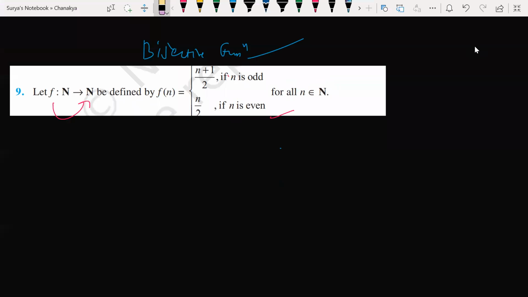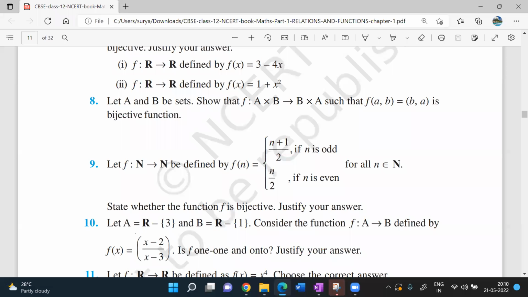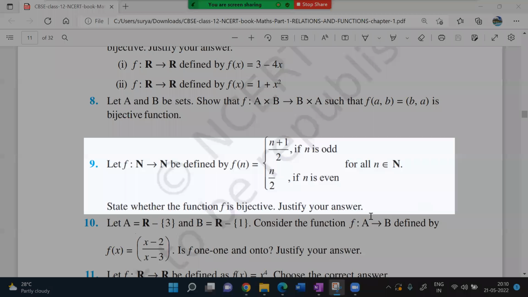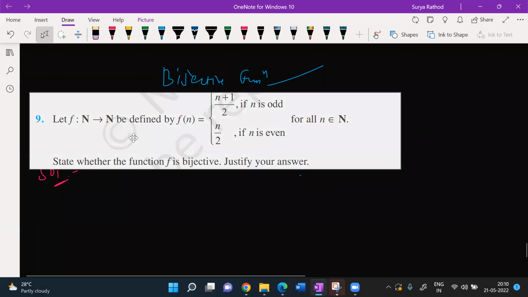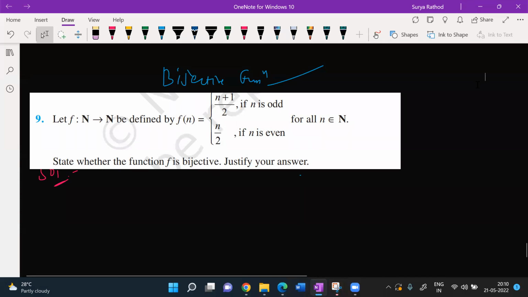Wow. Okay. Think how can we do this question? I just gave a function, but I have to take the full question, guys. Oh, it is a bijective function. So n belongs to N. State whether the function is bijective. Justify your answer.